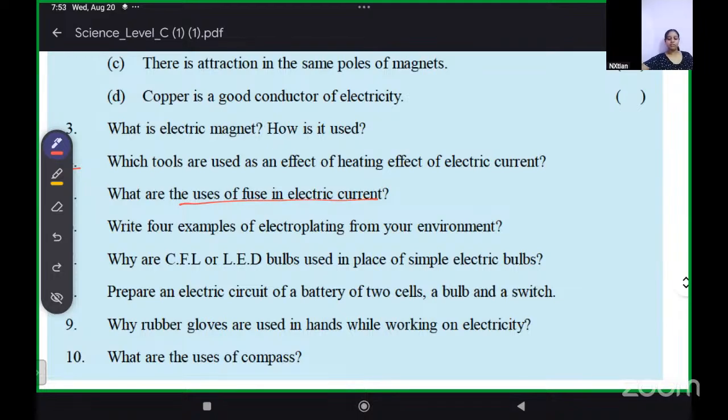Next question. Why are CFL or LED bulbs used in place of simple electric bulbs? Why do we use CFL or LED instead of simple electric bulbs?